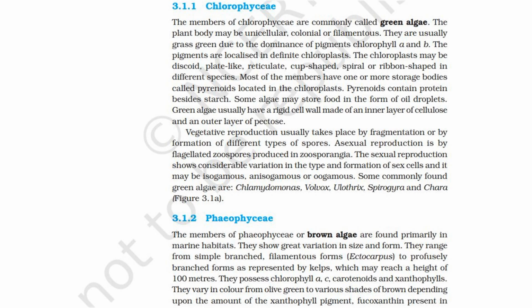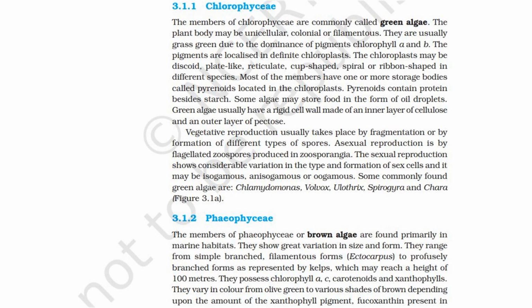Most of the members have one or more storage bodies called pyrenoids located in the chloroplasts. Pyrenoids contain protein besides starch. Some algae may store food in the form of oil droplets. Green algae usually have a rigid cell wall made of an inner layer of cellulose and an outer layer of pectose. Vegetative reproduction usually takes place by fragmentation or by formation of different types of spores.